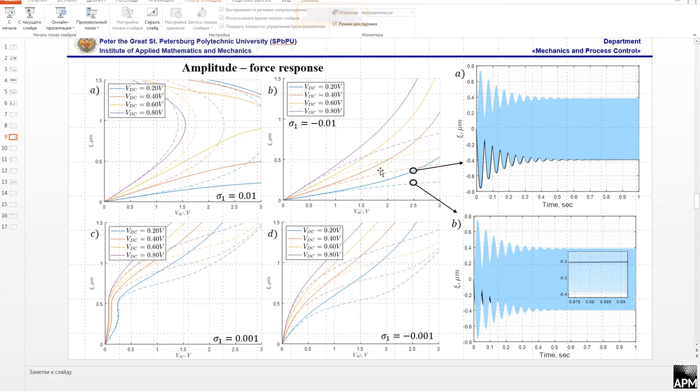In this case, the tool for verifying the correctness of constructing the amplitude force characteristics is a numerical integration of the original equation for the selected parameters. Thus, it is possible to compare the point on the amplitude force characteristic graph with the steady state oscillation amplitude at the given parameters obtained from the oscillogram, which is the result of numerical integration. For verification, a point on this graph was selected where VDC equals 0.1 and VAC equals 2.5. The result of numerical integration for a given set of parameters is presented here.